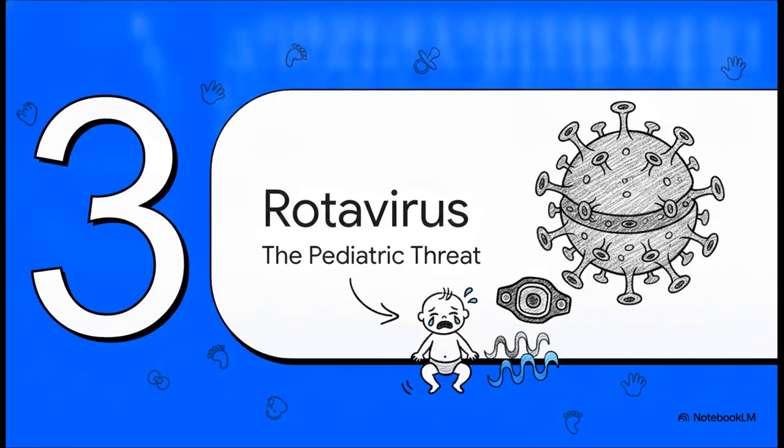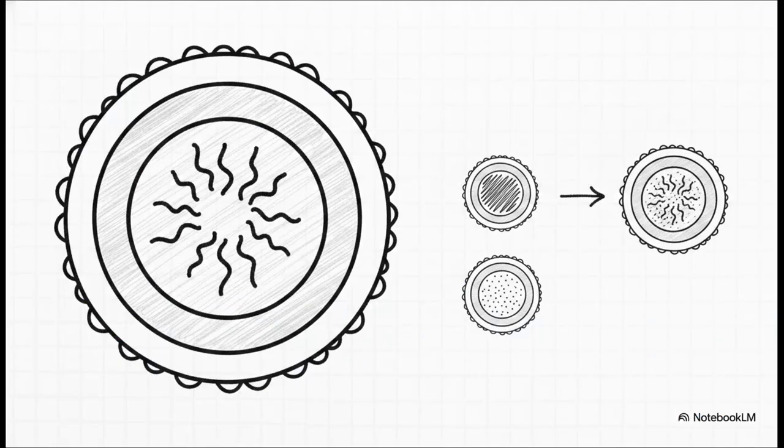All right, Section 3, rotavirus, the pediatric threat. While norovirus is out there driving adult outbreaks, rotavirus is the heavyweight champion of severe, life-threatening diarrhea in really young kids. Let's contrast the virology. Rotavirus comes from the Reoviridae family. Now, instead of single-stranded RNA, it has a double-stranded RNA genome, and crucially, it's segmented into 11 distinct pieces. It's all packed into a non-enveloped, triple-layered icosahedral capsid.